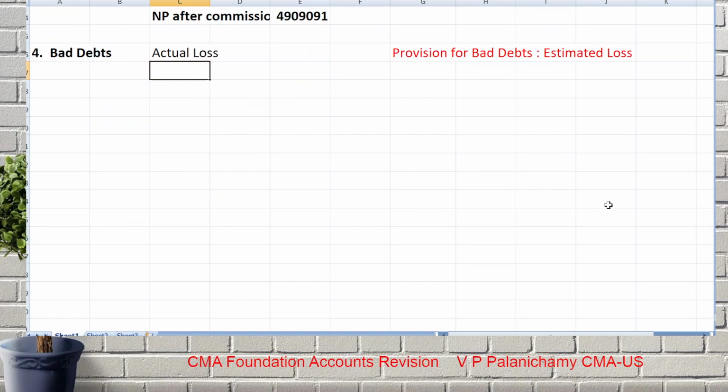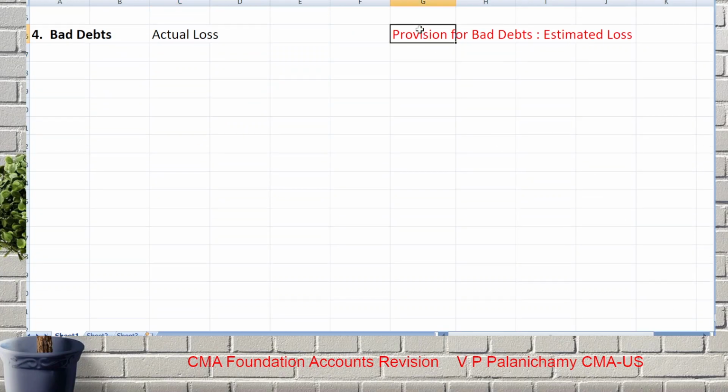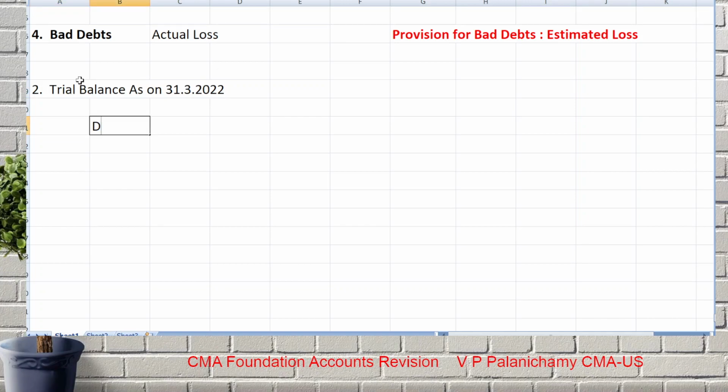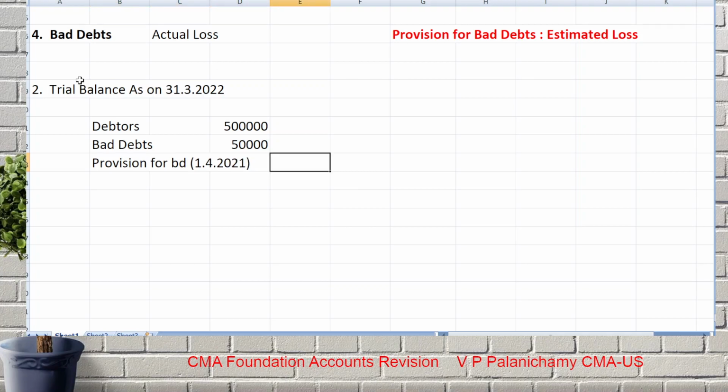For example, customer ஓடி போயிட்டான், கொடுக்கல அப்படின்னு அர்த்தம். Bad debts. We are estimating that some customer will not pay money. That is called as which one? Provision for bad debts. இது base பண்ணி ஒரு question example கேட்கும். Shall we? Example number 3. Don't copy this, wait. Trial balance as on 31st March 2022 information கொடுத்திருப்பாங்க. Debtors ஒரு 5 lakhs. Bad debts ஒரு 50,000 கொடுத்திருக்காங்க. Provision for bad debts opening balance 1/4/2021 ஒரு 10,000.